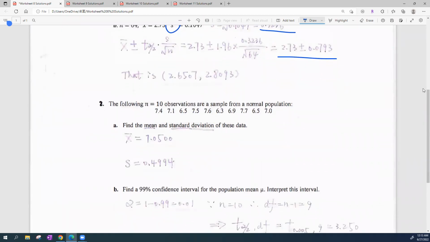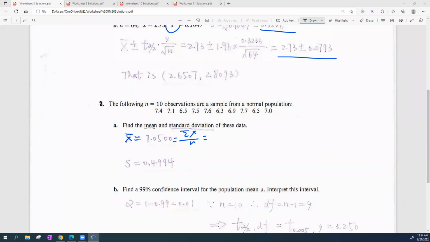Now let's look at the second question. The following 10 observations are a sample from a normal population: 7.4, 7.1, 6.5, 7.5, 7.6, up to 7.0. We want to find the mean and standard deviation of this data. Since we're given a sample, the mean and standard deviation are the sample mean and sample standard deviation. The sample mean x bar is the sum of x over n, so everything added together. We can use a calculator for that.